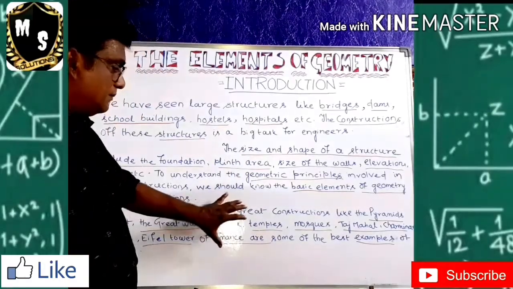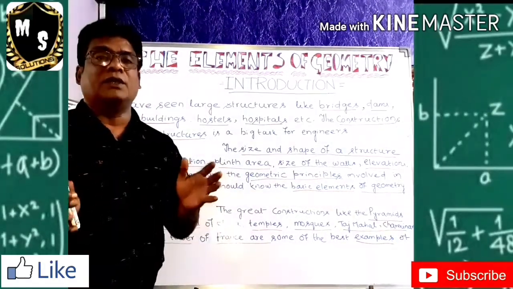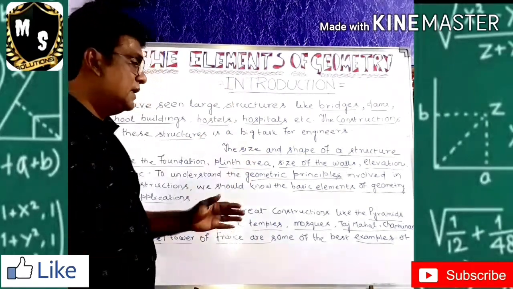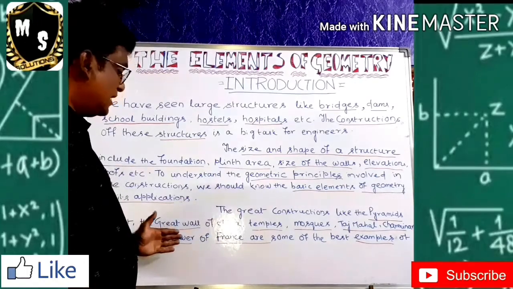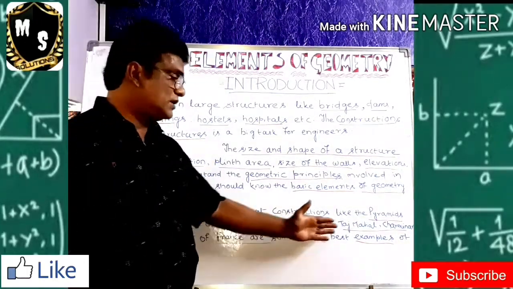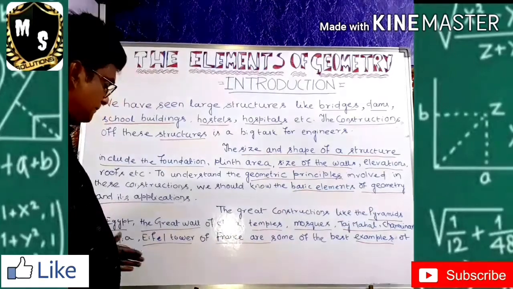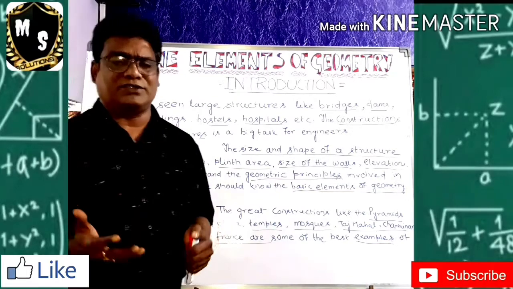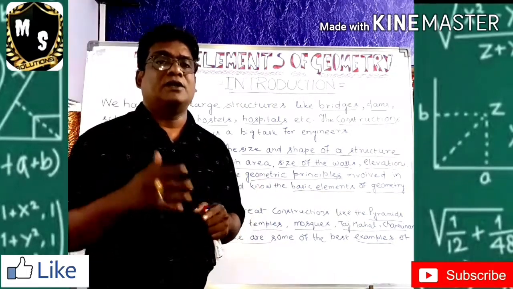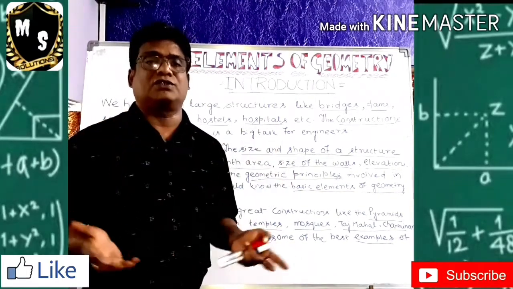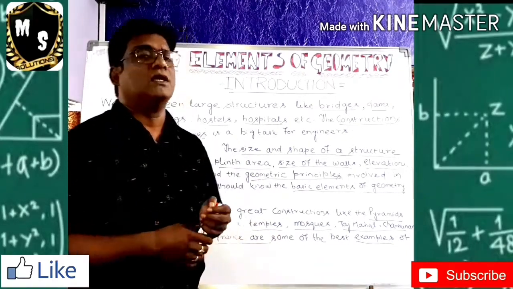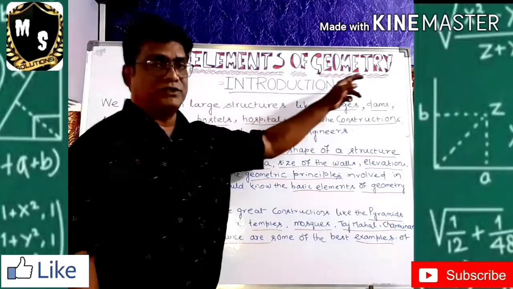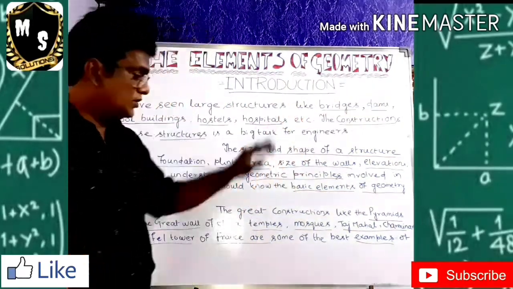I already gave you some important examples of engineering constructions in ancient times: the pyramids of Egypt, the Great Wall of China, the temples, the mosques, the Taj Mahal and Charminar in India, and the Eiffel Tower in France. Behind all of these constructions, the thing that was applied is called the elements of geometry. I hope you understood it.